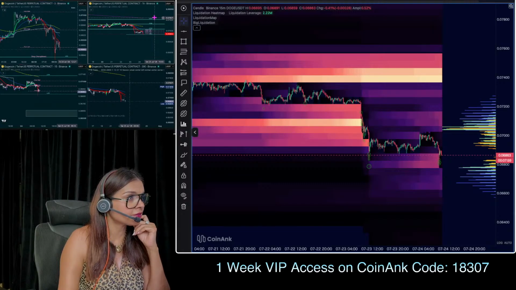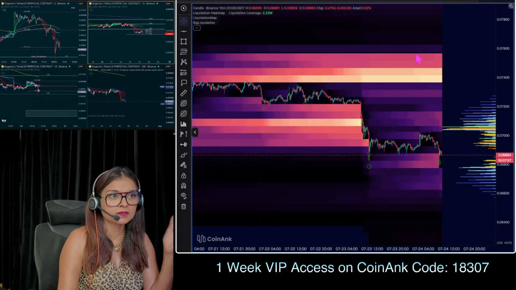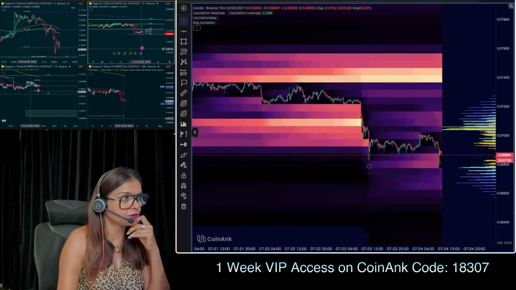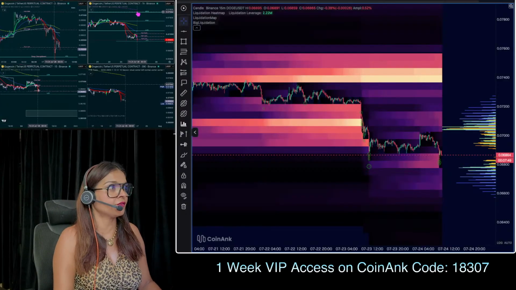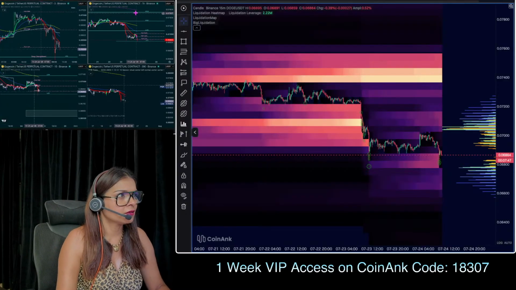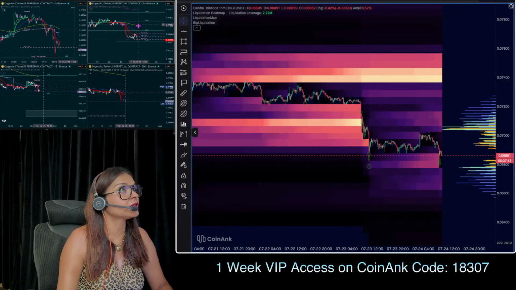Now, this doesn't have to happen in one day. This could be a swing trade for a couple of days. Because price is not going to take out the low of the week and then just go and take out the high of the week on the same day. It happens sometimes, but it's low probability.